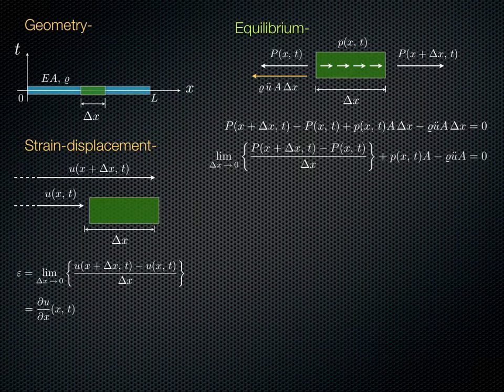And again, I'm going to divide this equation by delta x, and then take the limit as delta x goes to 0, and that's going to be a pointwise description of balance of linear momentum along this one-dimensional rod. And that then is the partial of P, the internal axial force, with respect to x, plus the body force multiplied by the cross-sectional area, minus the inertial D'Alembert force we have.